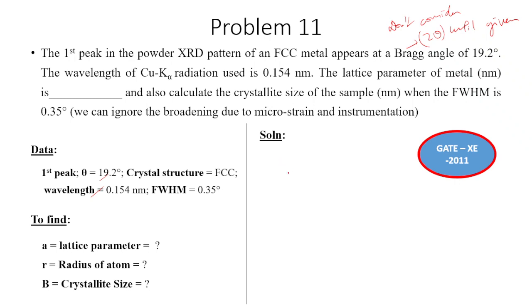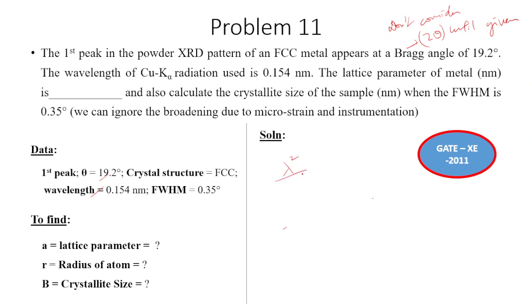Can you try it? What are our usual formulas? d is equal to a by root of h square plus k square plus l square. So the d value is not given here, right? Yes, sir, d is not given. So if d is not given, we can't use the previous formula. But we can use this particular formula, with the Miller indices.